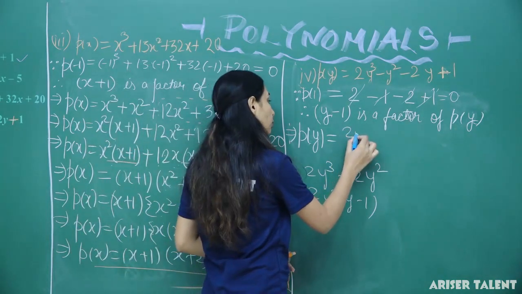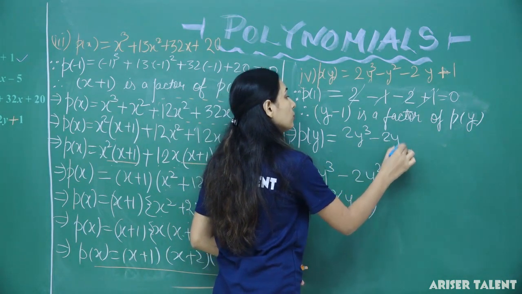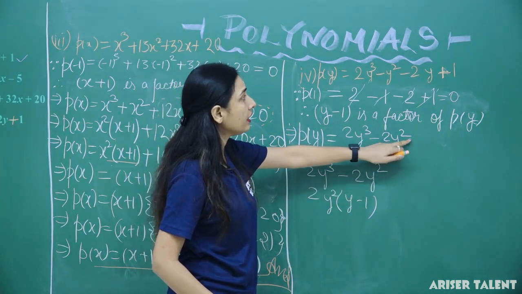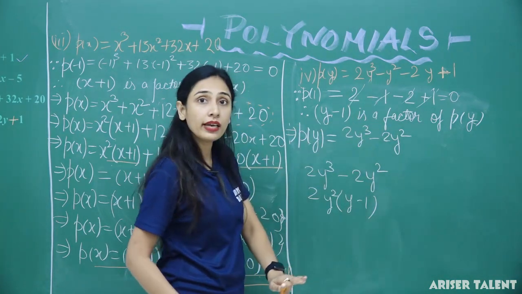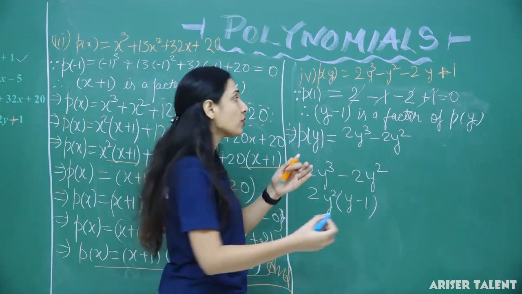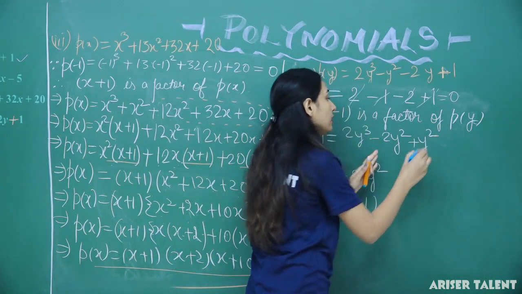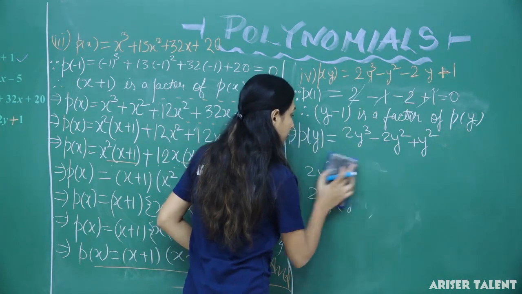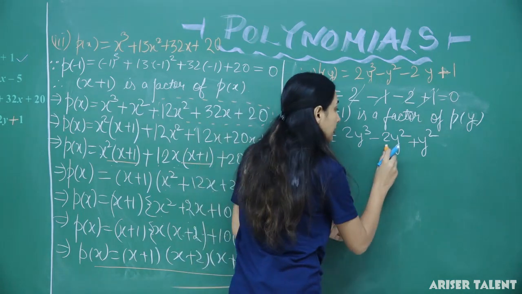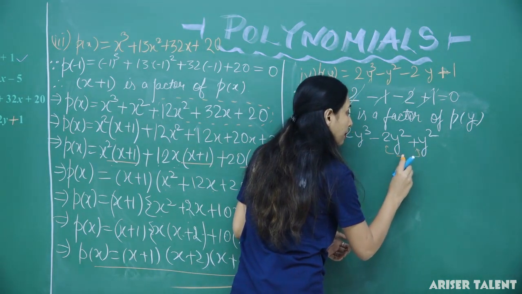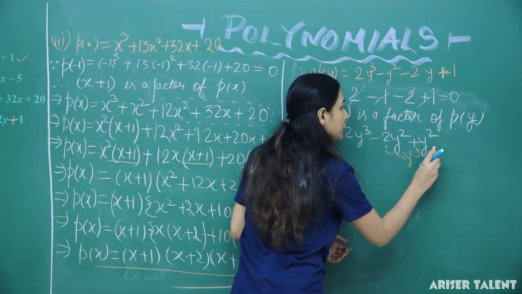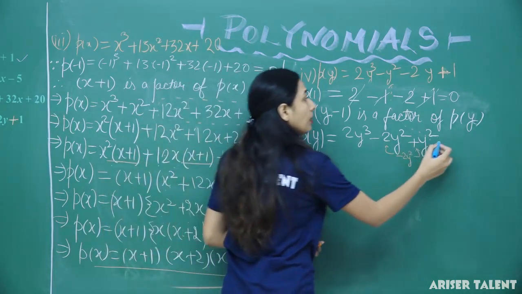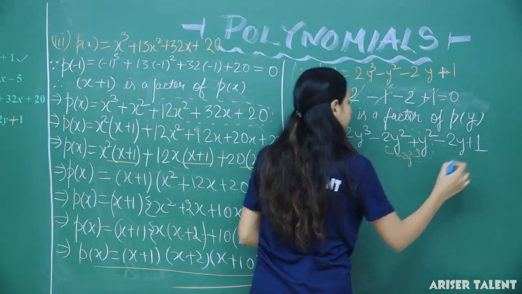So write it 2y cube minus 2y square. If I write 2y square, what do I have to write here in order to make it again a minus y square? Minus 2y square plus y square is what? Minus y square, okay. Now understand, these two make minus 2y square, which is like this again. So minus 2y plus 1.